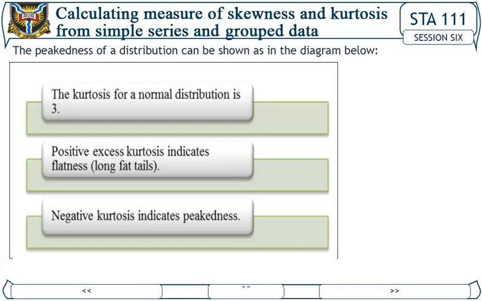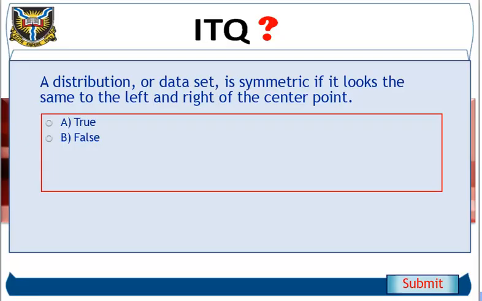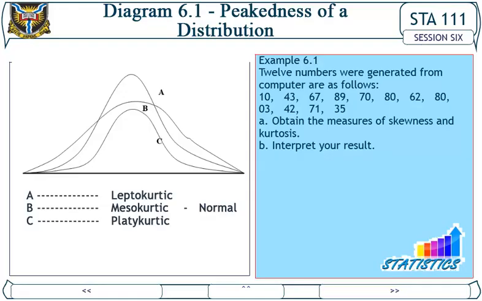The kurtosis for a normal distribution is 3. Positive excess kurtosis indicates flatness, long fat tails. Negative kurtosis indicates peakedness. In-text question. Diagram 6.1. Peakedness of a distribution. A. Leptokurtic. B. Mesokurtic, normal. C. Platykurtic.